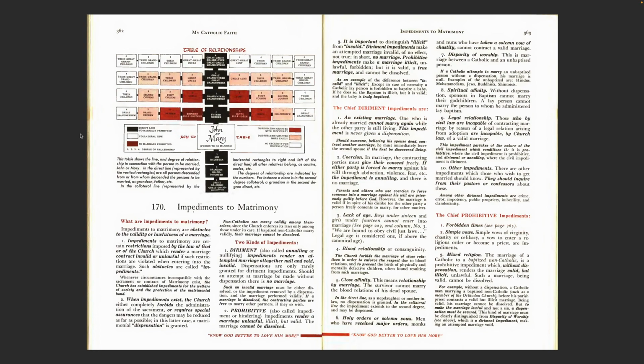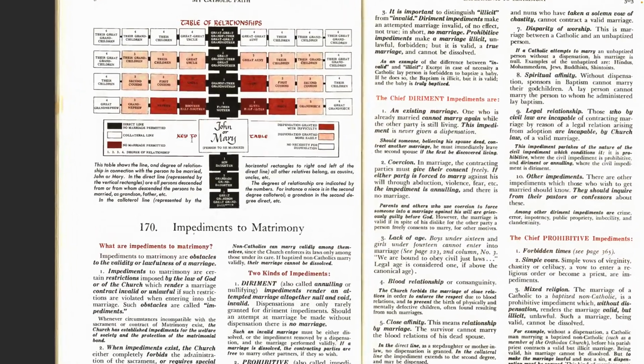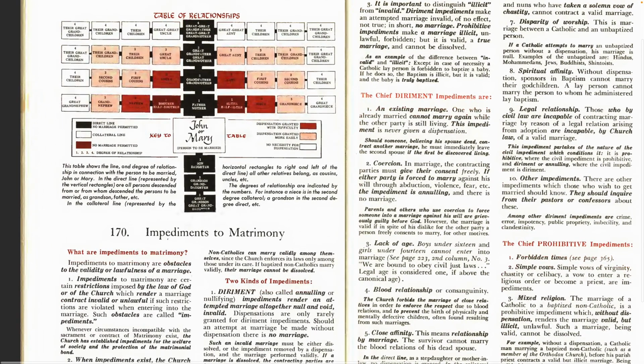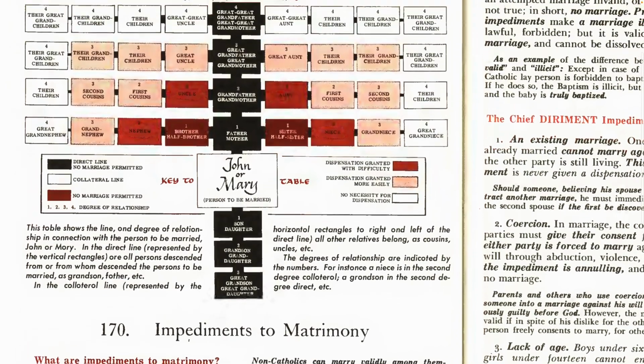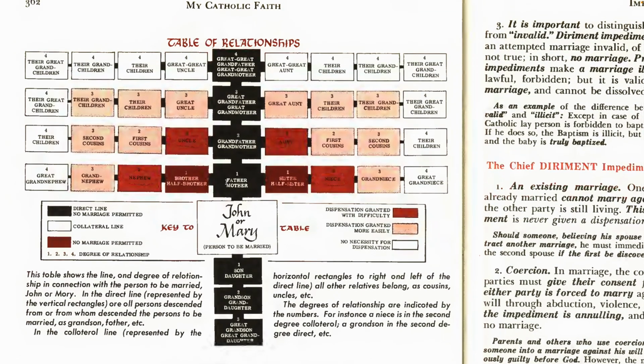This table shows the line and degree of relationship in connection with the person to be married, John or Mary. In the direct line, represented by the vertical rectangles, are all persons descended from or from whom descended the persons to be married, grandson, father, etc. In the collateral line, represented by the horizontal rectangles to right and left of the direct line, all other relatives belong, as cousins, uncles, etc.